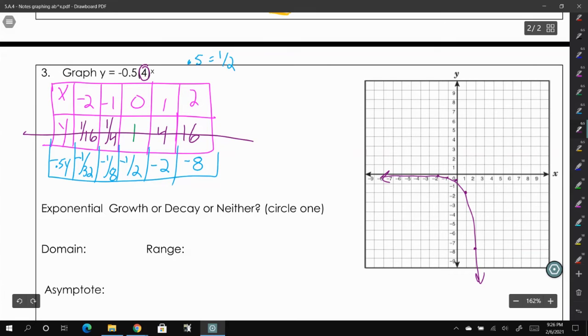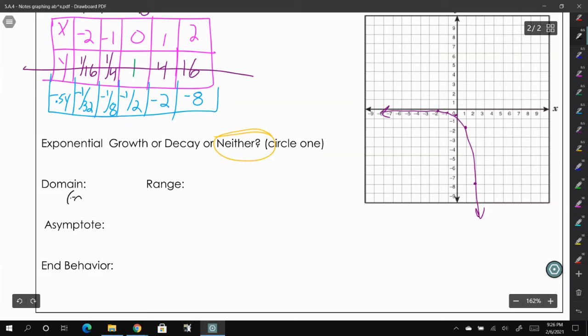Now, you may think, oh, this is exponential growth because our b value is 4 and that's bigger than 1. But look at the graph. Your y values aren't growing. If this is exponential growth, your y values would be getting larger and larger, getting closer to positive infinity. But instead, the y values are getting smaller and smaller, going towards negative infinity. So this is actually neither. It's not growth and it's not decay.